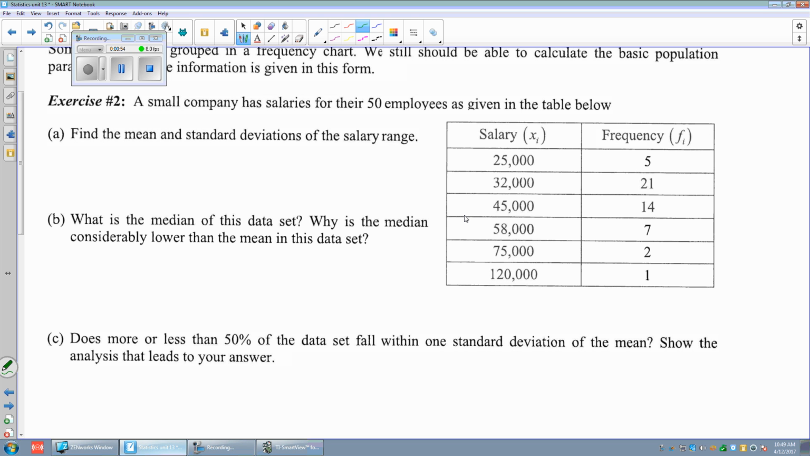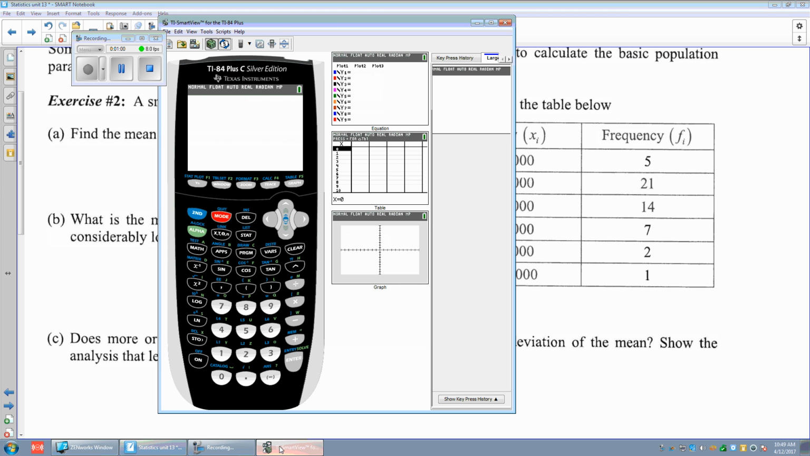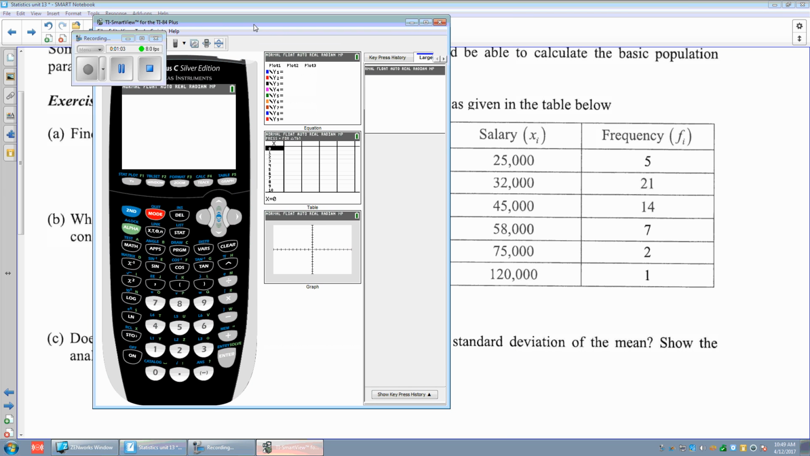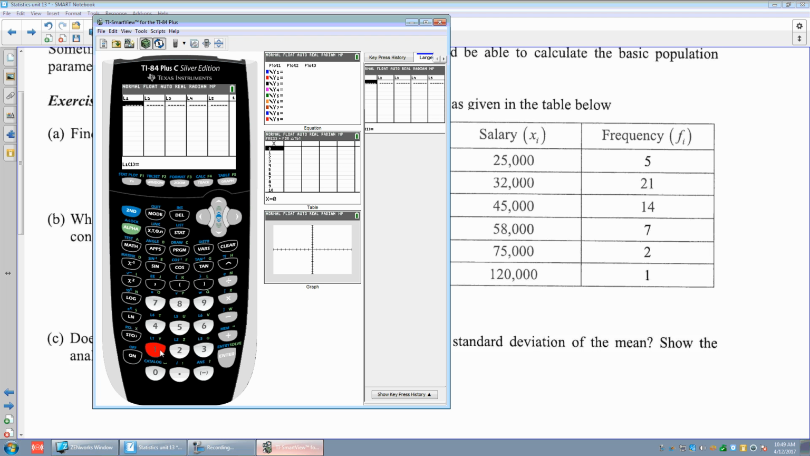Find the mean. So I'm going to be adding up 50 numbers. No, I'm not. I'm going to take my calculator. Step number 1, hit stat, hit edit, type in 25,000 once, twice, 3 times, 4 times, 5 times.